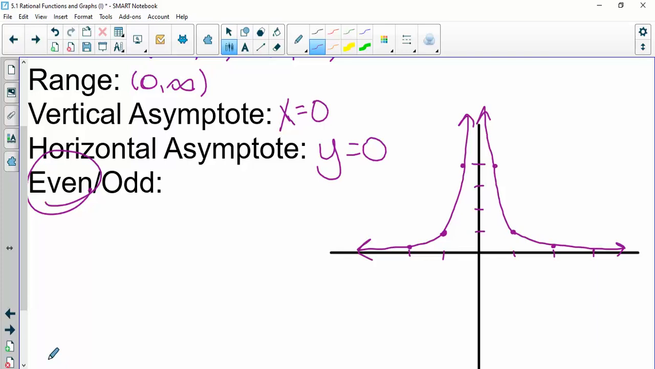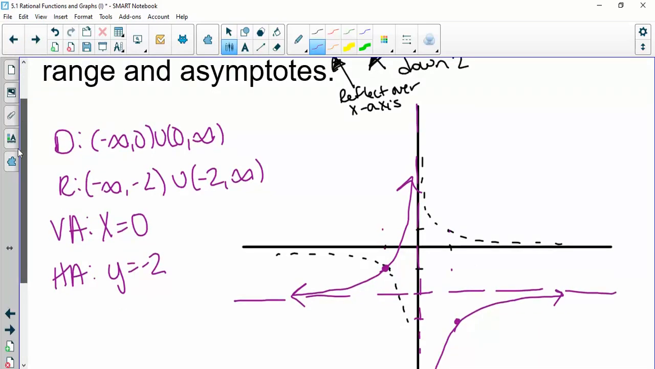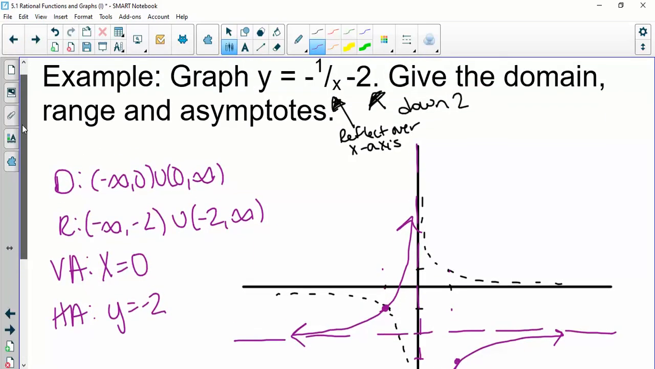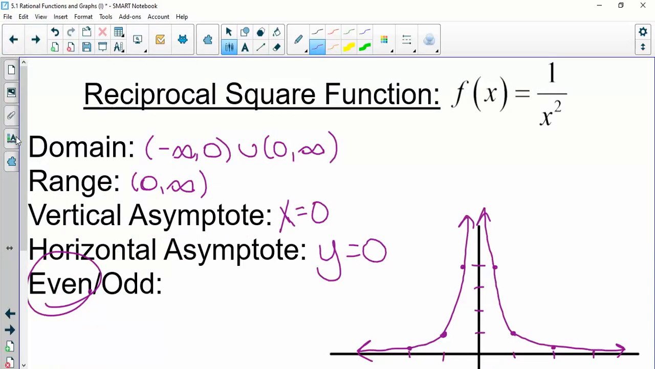Will regular reciprocal functions always be odd or even? Well, no. Once you start moving them left, right, up, and down, they're not going to turn out to be even or odd. They'll be neither. Now, if you were just multiplying it by a number, then it would remain that a reciprocal is odd and the reciprocal square would be even.